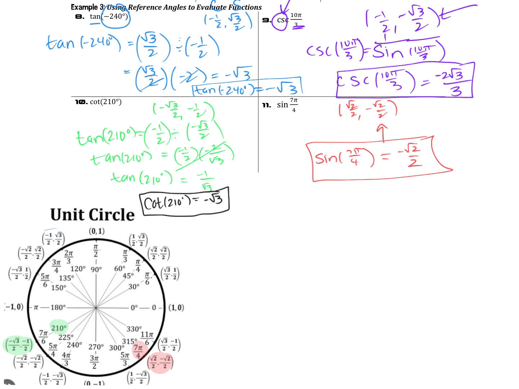Then we talked about, if we're just given one indicated value, how to find a specific trig function of that value, whether we're using the fact that every coordinate is cosine theta comma sine theta, or that tangent of theta is sine of theta over cosine of theta, or the reciprocal relationships.